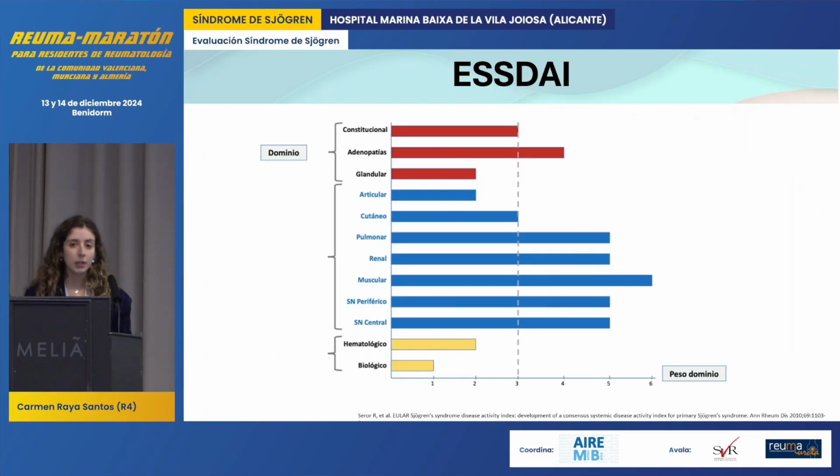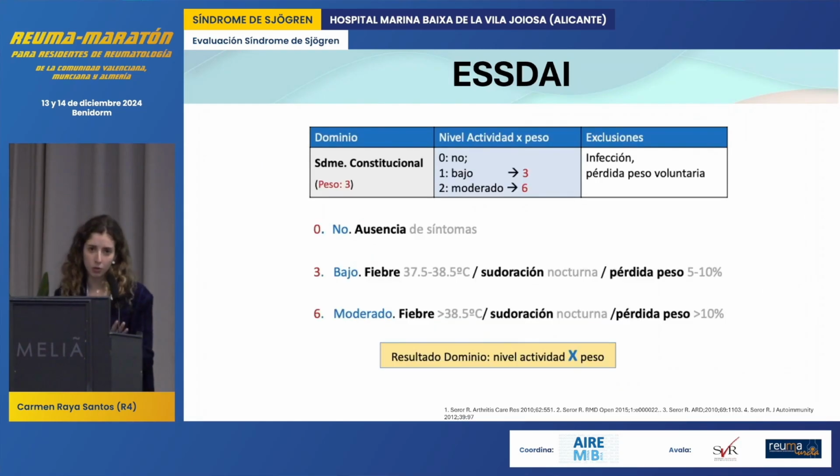And these are the domains it takes into account: whether there is constitutional involvement, lymphadenopathy, glandular, articular, renal, or muscular involvement. And on the biological level, hematological abnormalities in lab tests or biological markers, which here include immunoglobulins and complement. And I'm going to go through this example to show you a little bit how it's calculated, although honestly, with the online calculators, it's amazing.